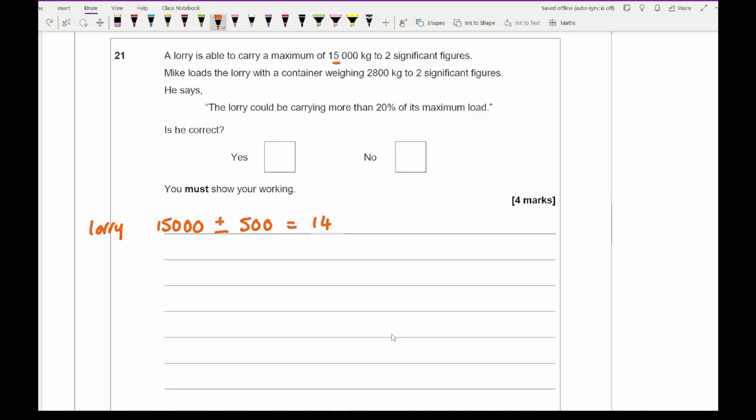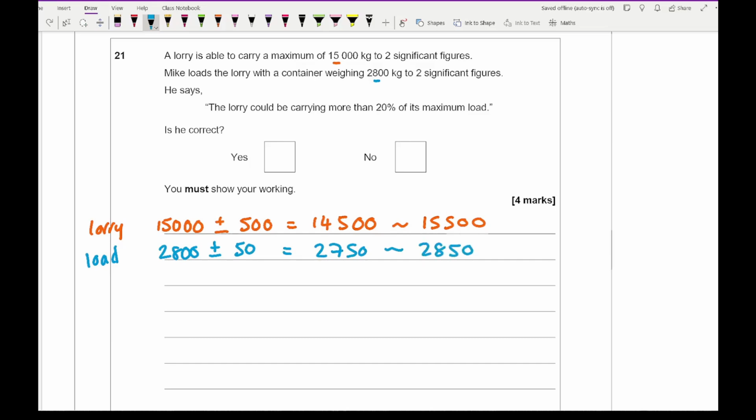So that becomes 14,500 and 15,500. Then for the load, that's 2,800, which has been rounded to 2 sig fig, which represents 100. Half of 100 is 50, so I'm going to add and subtract 50, so it's going to be 2,750 and 2,850.